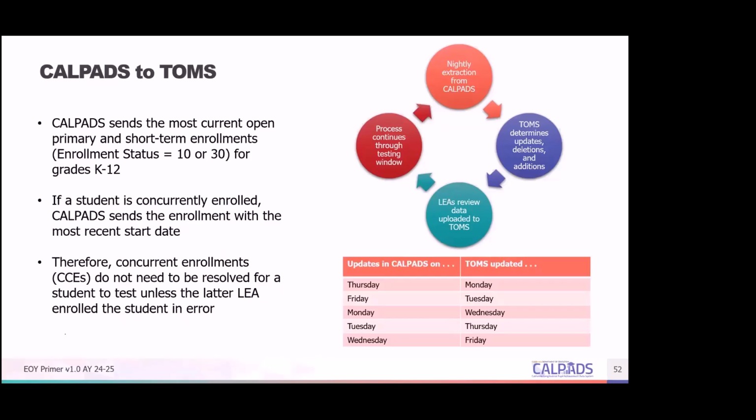Therefore, concurrent enrollments, CCEs, do not need to be resolved for a student to test. So if you have CCEs, we're getting close to May 15th, and you're worried that you need to test a student within 30 days of their initial enrollment, if they are TBD or have a different status, there are other worries. But if you're worried and you need to get them tested and they have a CCE, you can still send them up to TOMS. This will not affect the TOMS assessment processes.